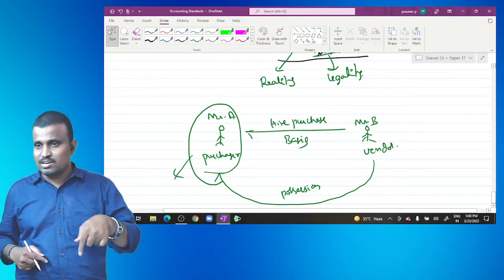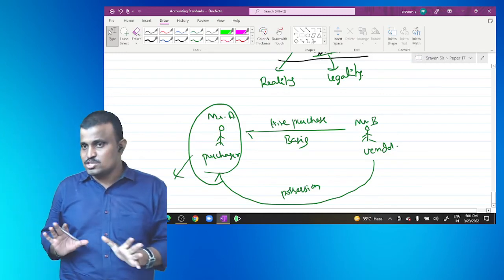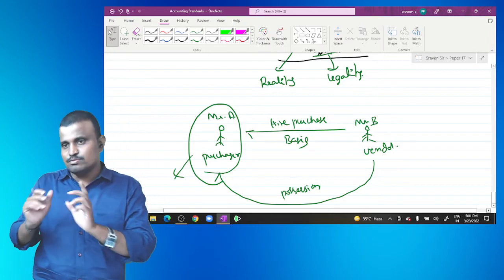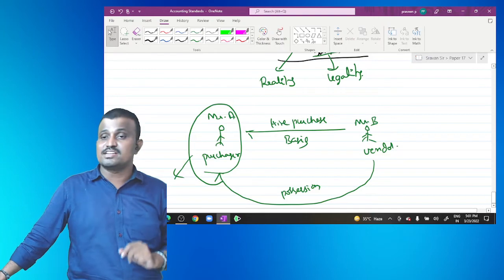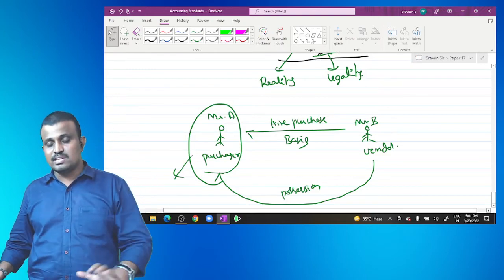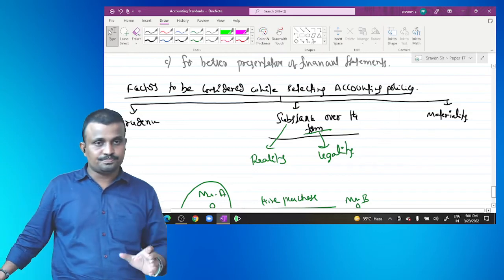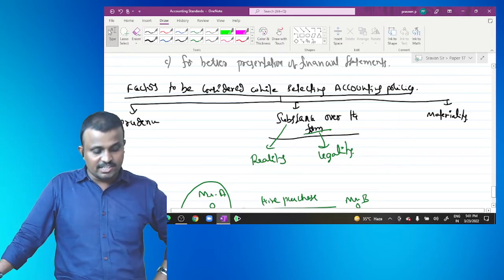We utilize the car, correct? So only legal formalities are pending. That's all. So based on that, don't consider that item as an asset? That is a foolish thing. So the reality of the transaction has more priority than the legal formality. That is stated by what? Substance over form. And the last one is materiality.